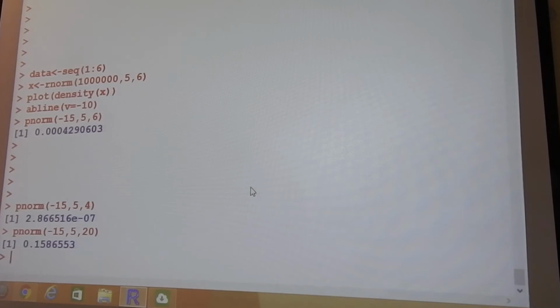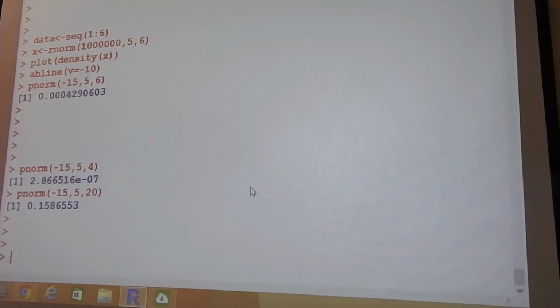Then 0.1158655 has increased. So this is the probability of getting a number in that range. So it is 0.15 now. 0.1586 is the probability that a normally distributed random variable with mean 5 and standard deviation 20 takes a value less than minus 15. Okay.